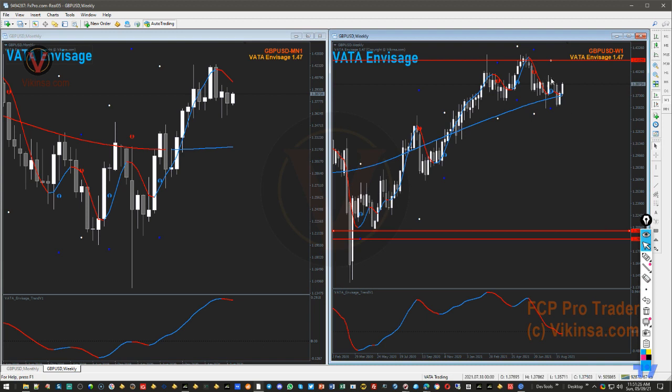Right now it will have to go through some of these structures, some of these resistance levels here and here. So unless that happens, you cannot expect it to reach 1.41659, but that's on the weekly anyway.